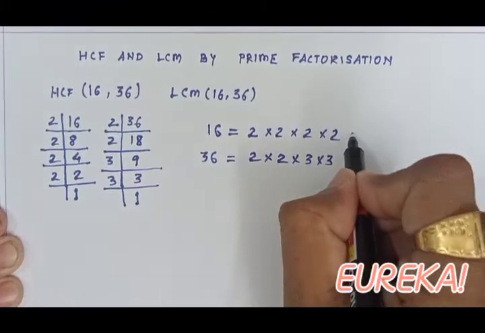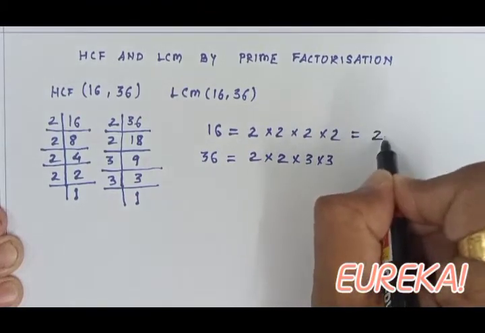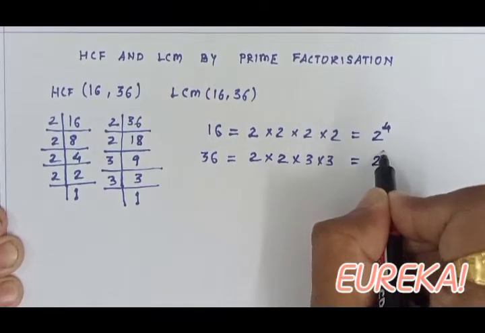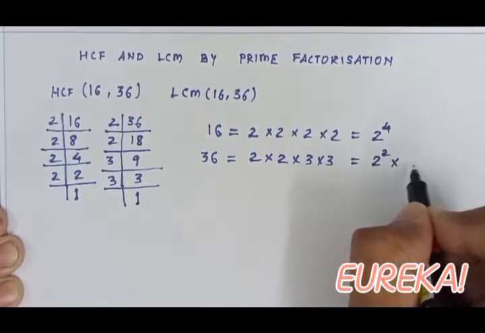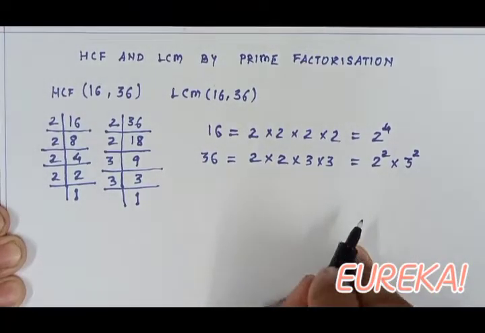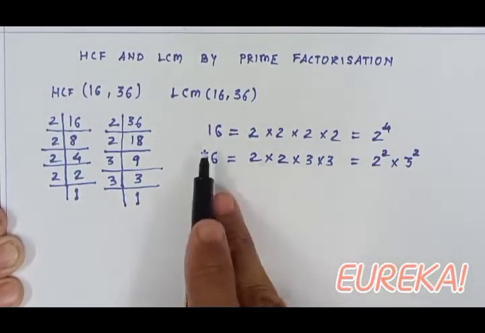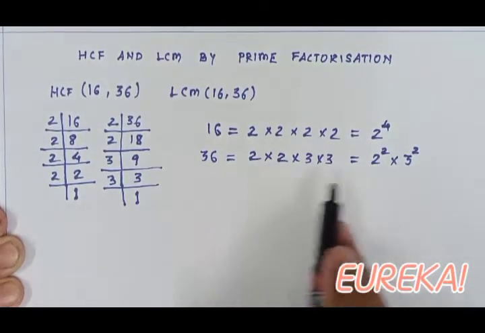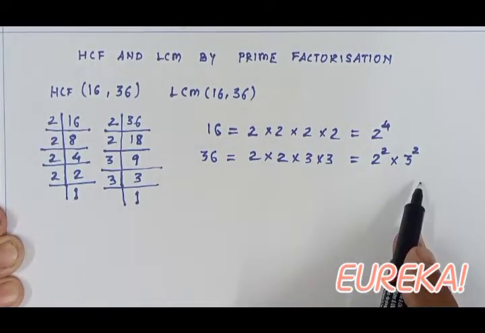Now this can also be written as 2 raised to power 4, and 2 raised to power 2 into 3 raised to power 2. Is it very clear? So in powers we can write 16 as 2 raised to 4, and 36 can be written as 2 raised to 2 into 3 raised to 2.